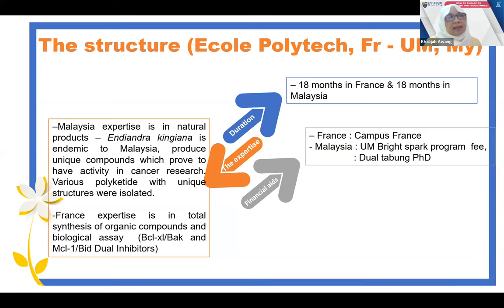But cytotoxicity, antioxidant, we can do it in Malaysia, for example. So here we can see that the expertise is natural product in France, here for the France synthesis. For the case of Azmi, 18 months in France and 18 months in Malaysia. For Shelly, 2 years in France, 1 year in Malaysia, and so is for Hazrina. For Hazrina, because there are a lot more things to learn. There are many new things that we would like them to learn and acquire and then transfer the knowledge to the Malaysians, inshallah.